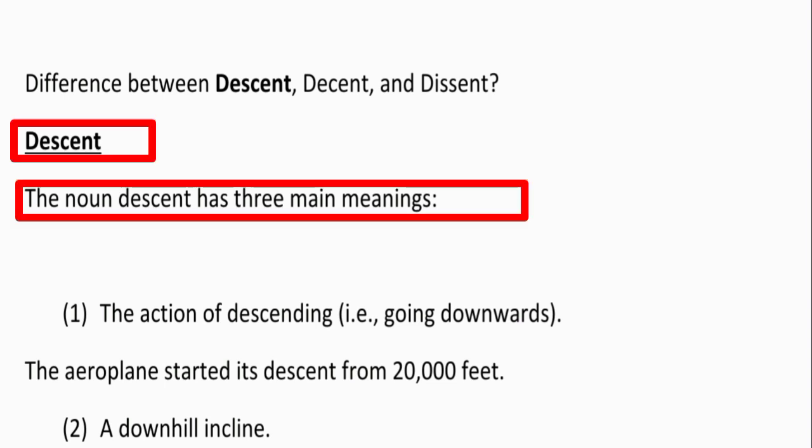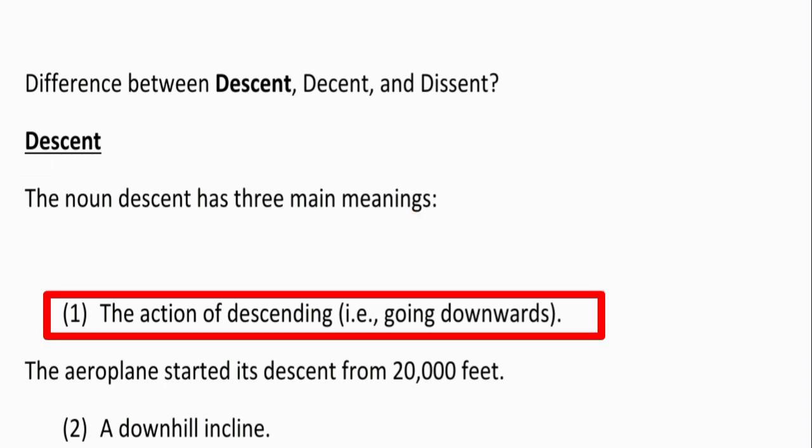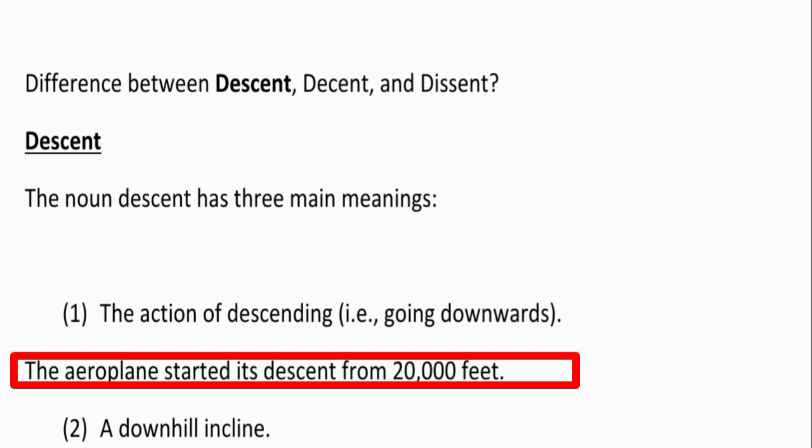DESCENT is a noun and it has three meanings. The first meaning of it is the action of descending, means going down, नीचे जाना, या ziwal. For example, the aeroplane started its descent from 20,000 feet.